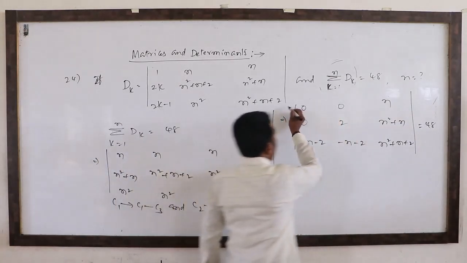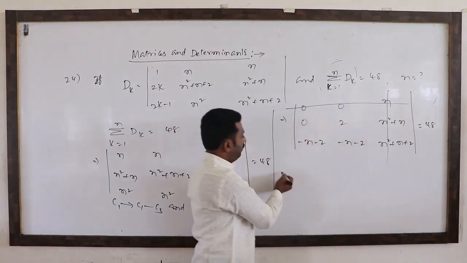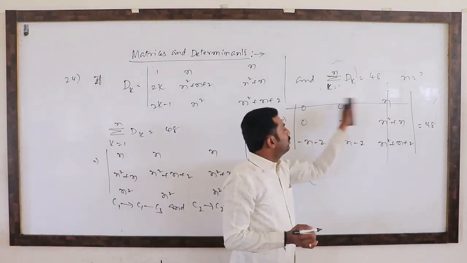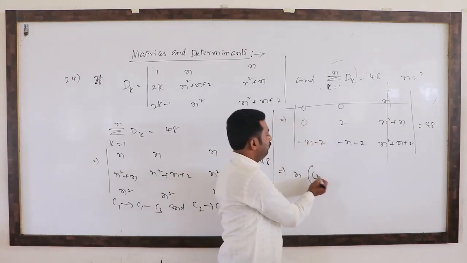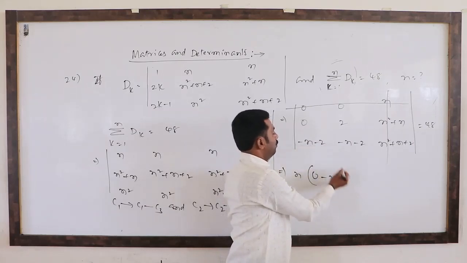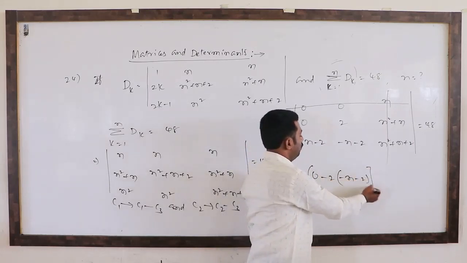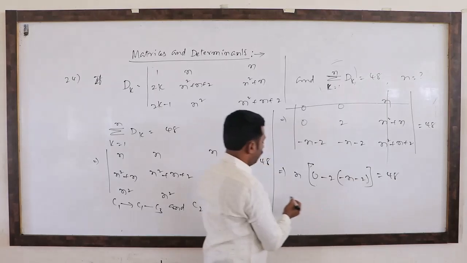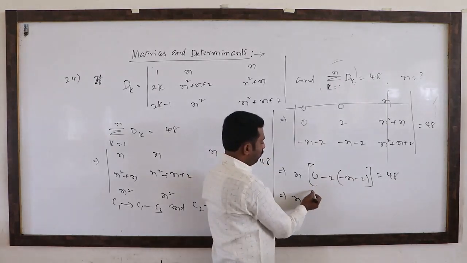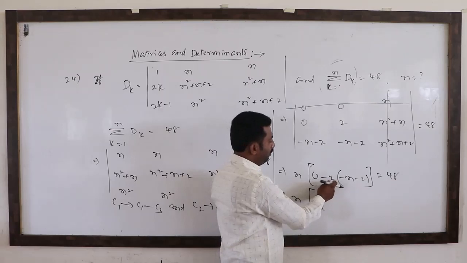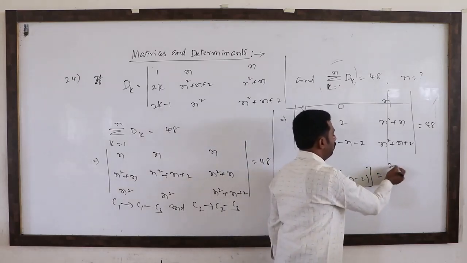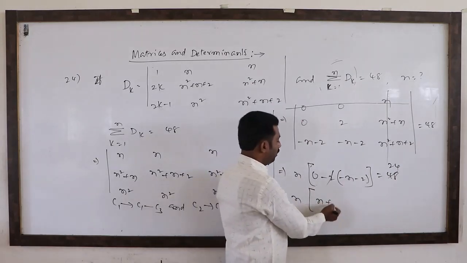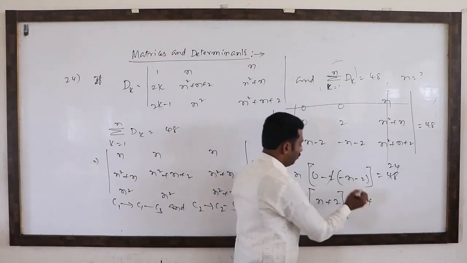So if you expand along the third row, what happens? See there, n into this column, this row you delete, this is 0, minus 2 into, so minus n minus 2, which equals 48. So from this, n into, you see here 2 times 24, the 24 cancels. So 24 cancels, what are we left with here? n plus 2 equals 24.